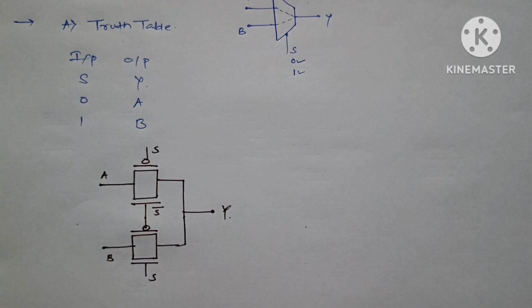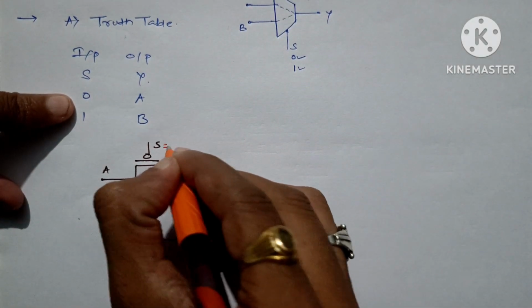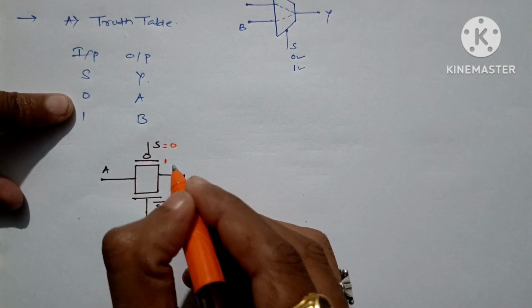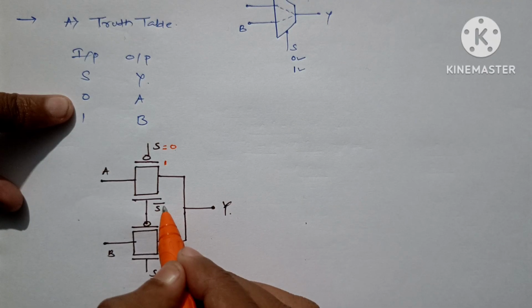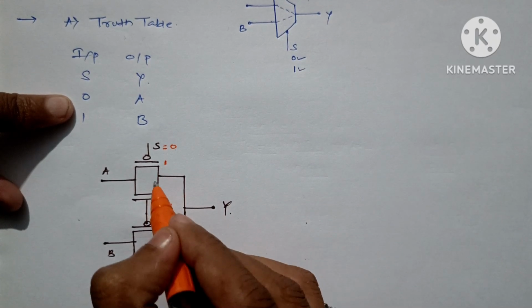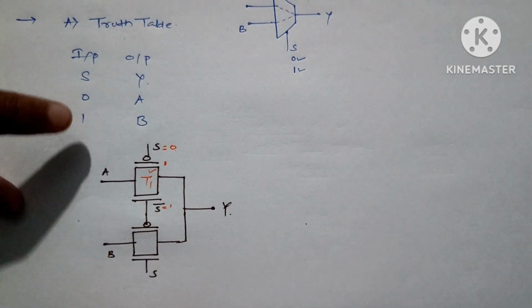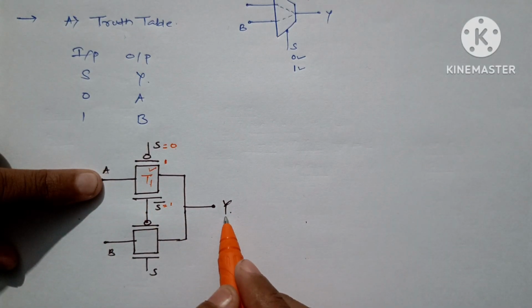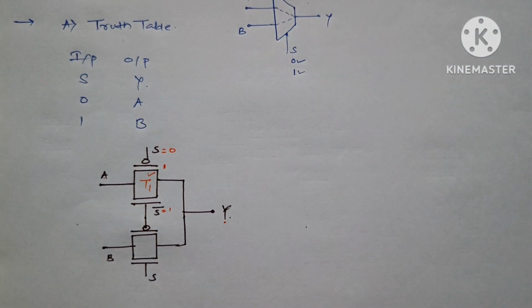So first condition we have is when S is equal to 0. Now when S is 0, its complement will be 1, and on the counterpart also, this is 1. So logically here it appears 1 and 1. So this transistor T1 will turn on, and if T1 is turned on, A will be connected to Y. Counterpart, when S is equal to 1.